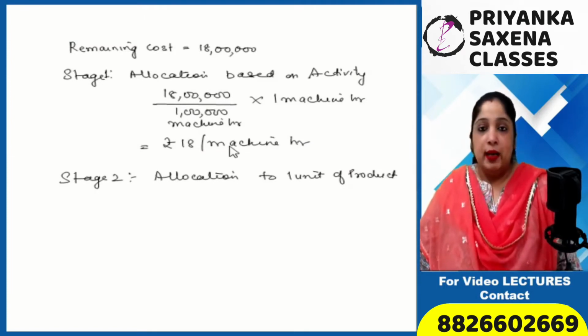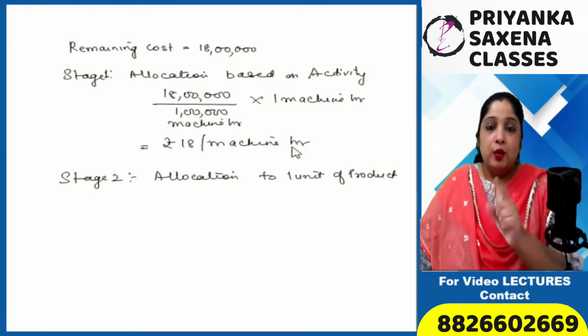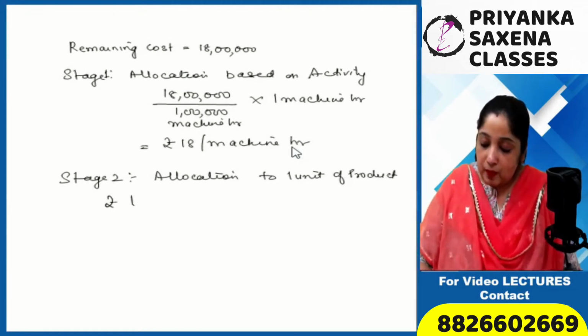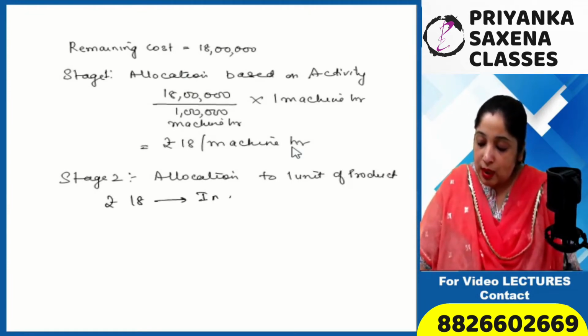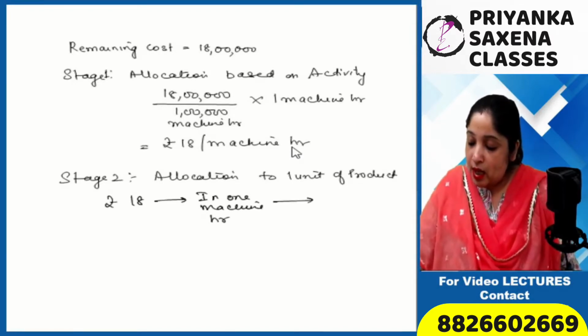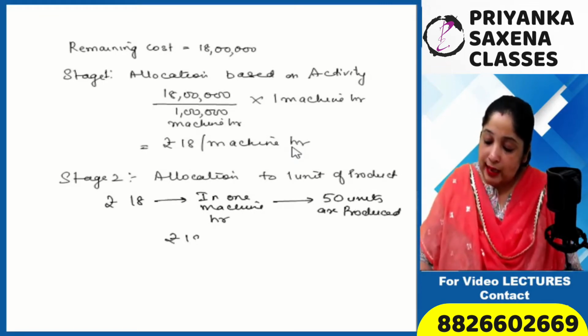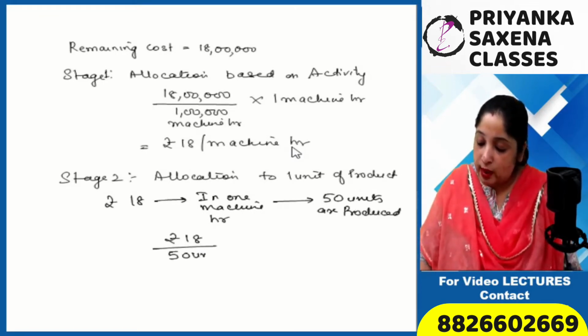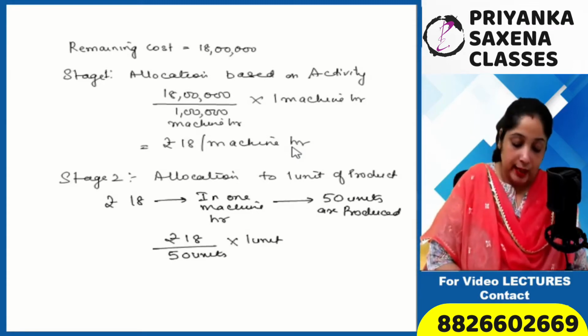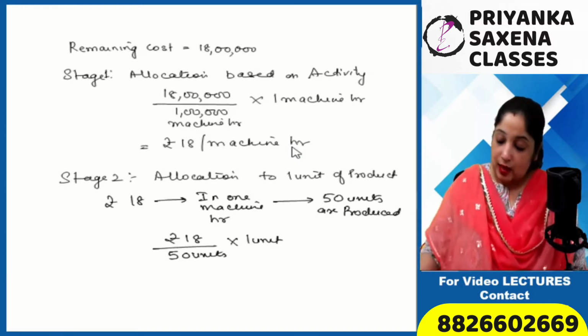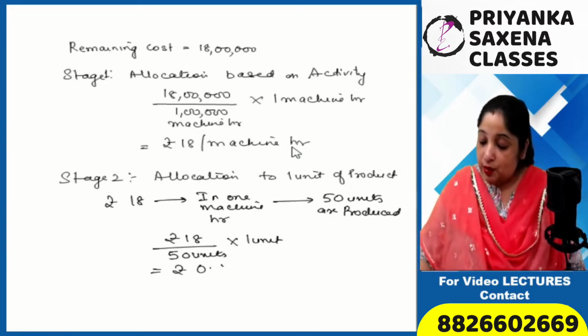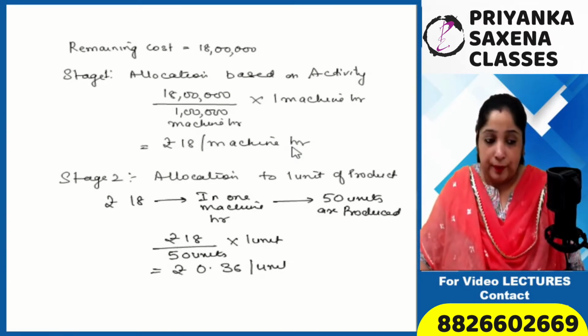18 rupees is spent during 1 machine hour, and in 1 machine hour 50 units are produced. So simple basic allocation: rupees 18 is spent if we produce 50 units. So for producing 1 unit, how much is the cost? 18 divided by 50 comes out to be rupees 0.36 per unit.